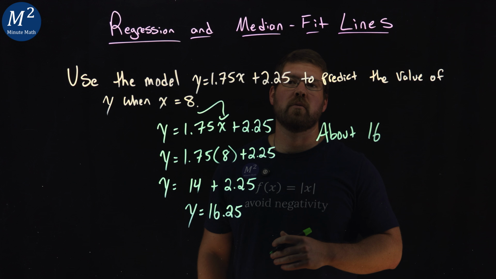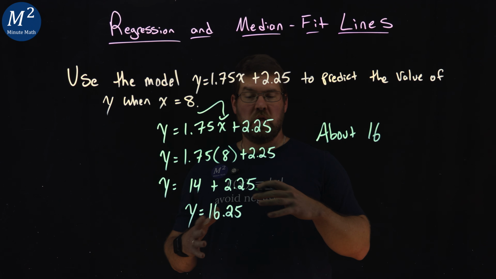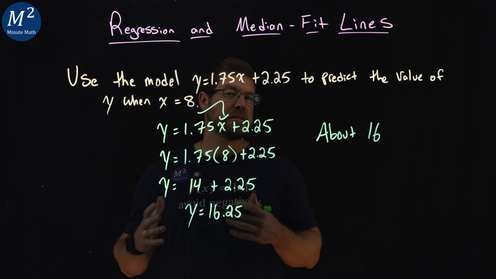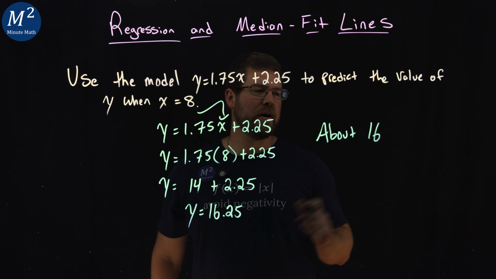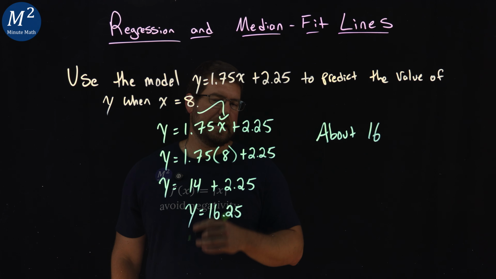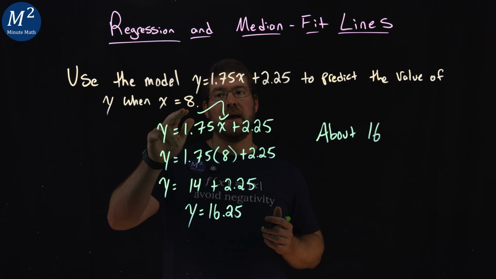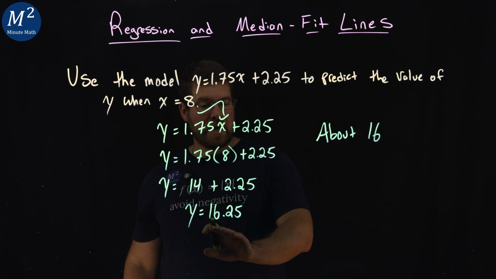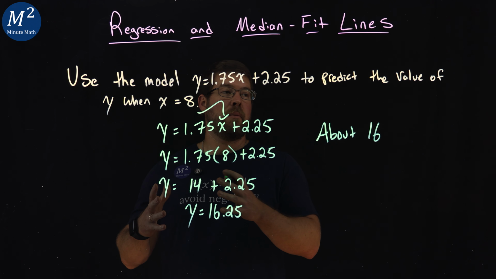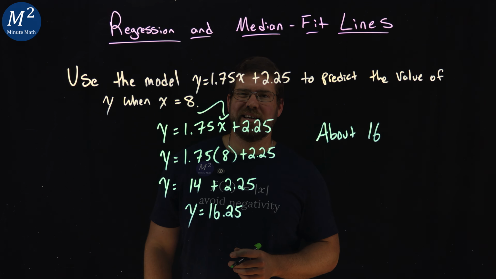If our data points were all positive, just whole numbers, I would just go with that. But being a little more precise, it's like 16.25. But we're rounding it here, about 16. Okay, we're rounding down. Either way, we used our model here to predict the value when x is 8, and we got the y value to be exactly 16.25. But remember, this is predicting, and if we're dealing with whole numbers here, we're going to say 16.